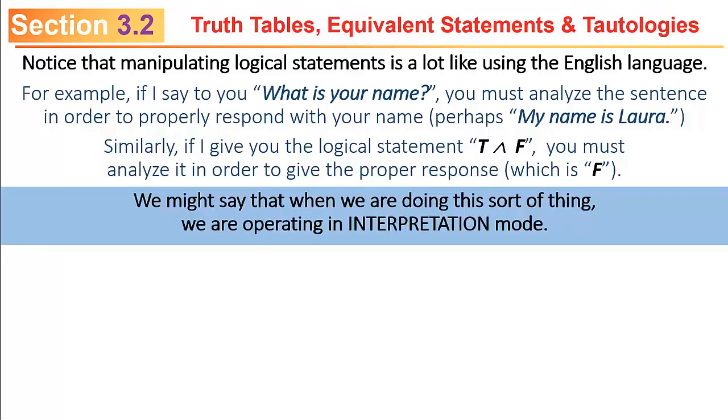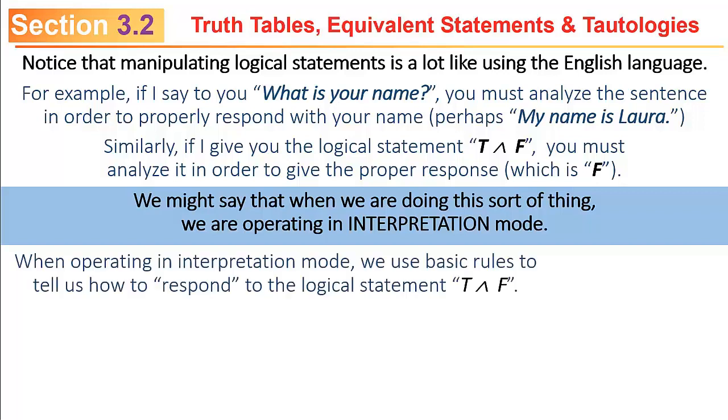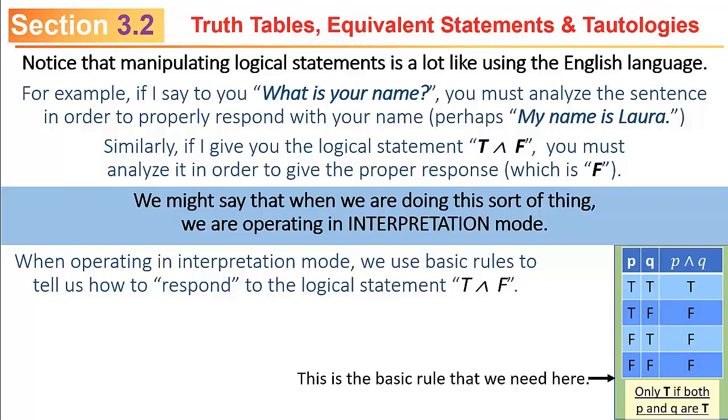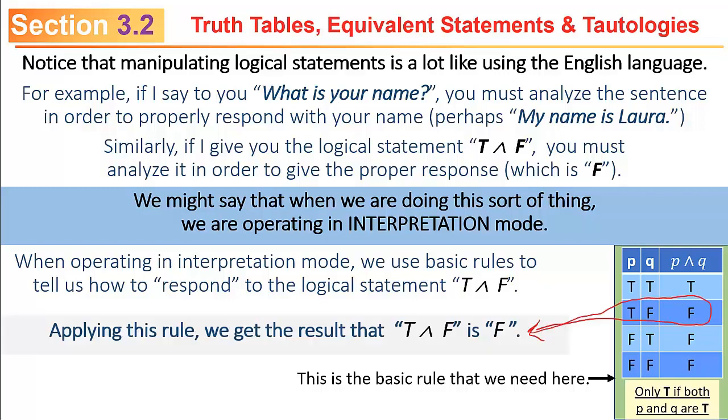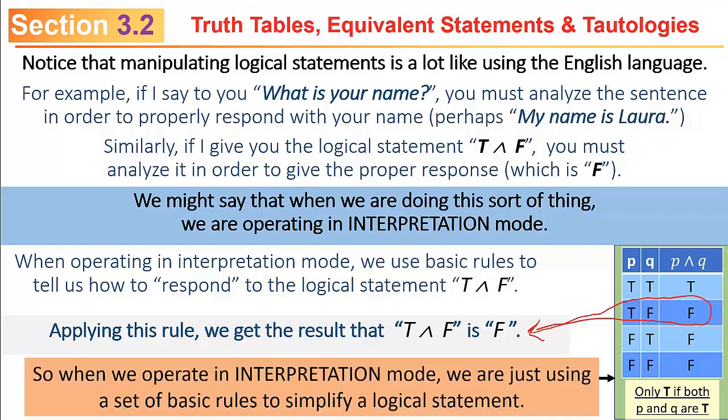When you're doing this sort of thing, you might say that you're operating in interpretation mode. You're interpreting what the symbols mean. When operating in interpretation mode, we use basic rules to tell us how to respond to the logical statement, for example, T and F. The basic rule we need here to interpret it is that it's only true if they're both true. Well, they're not both true here, so that tells you that the answer is false. So when we operate in interpretation mode, we're just using a basic set of rules to simplify a logical statement.